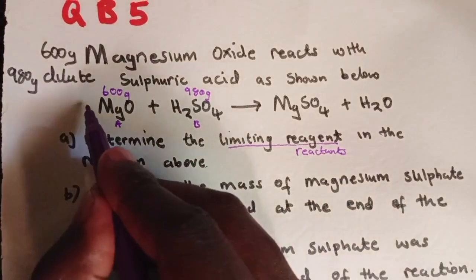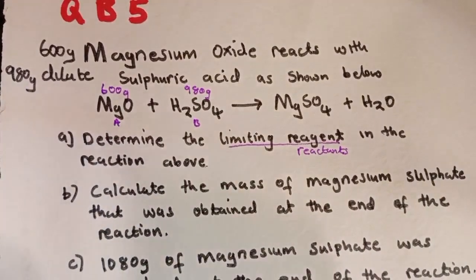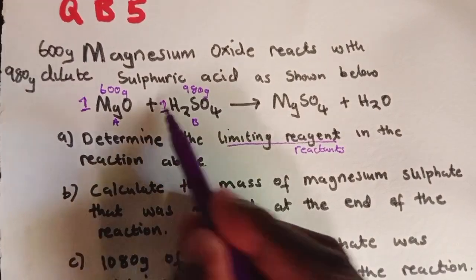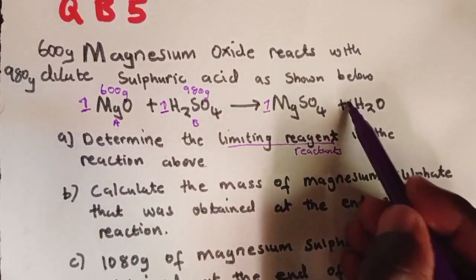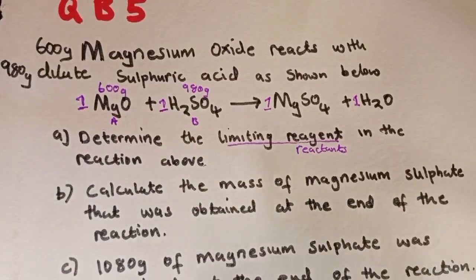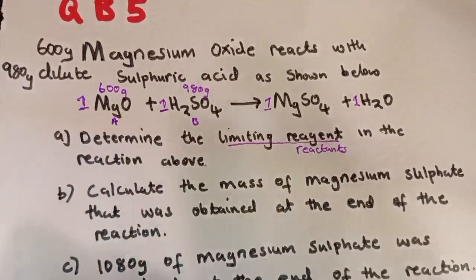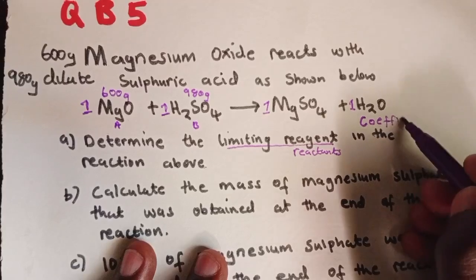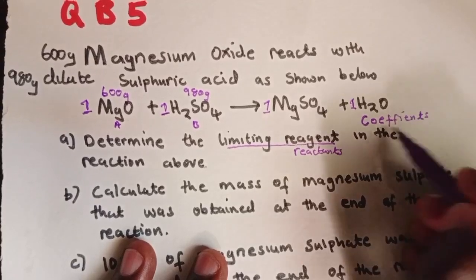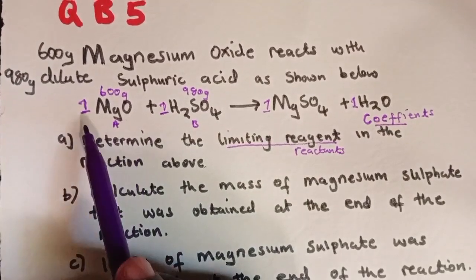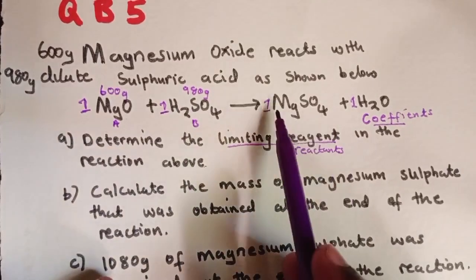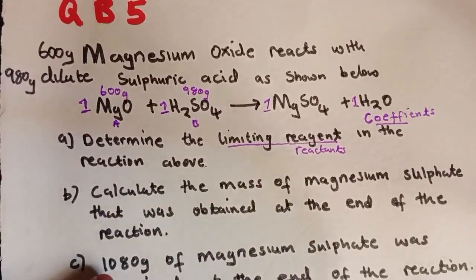So in this case, just for the sake of understanding, though you're not supposed to do this, just for the sake of this question, here we don't balance anything. So it means that there's a 1 here, a 1 there, a 1 there, and a 1 there. These numbers that we always put in front are called coefficients. But here we did not put them. So if they're not there, it means there is a what? A 1. So the coefficient of magnesium oxide is 1, the coefficient of sulfuric acid is 1, the coefficient of magnesium sulfate is 1, and the coefficient of water is 1, because the equation is already balanced.